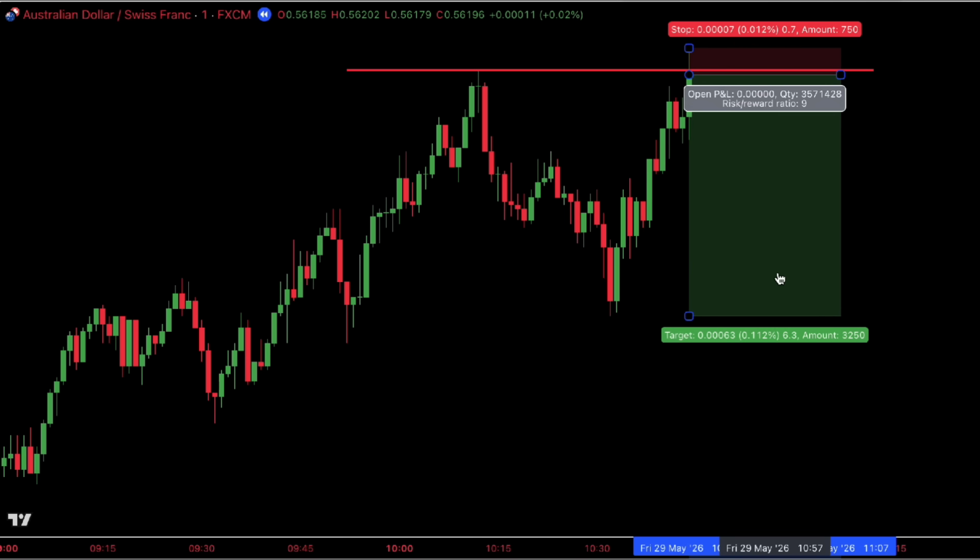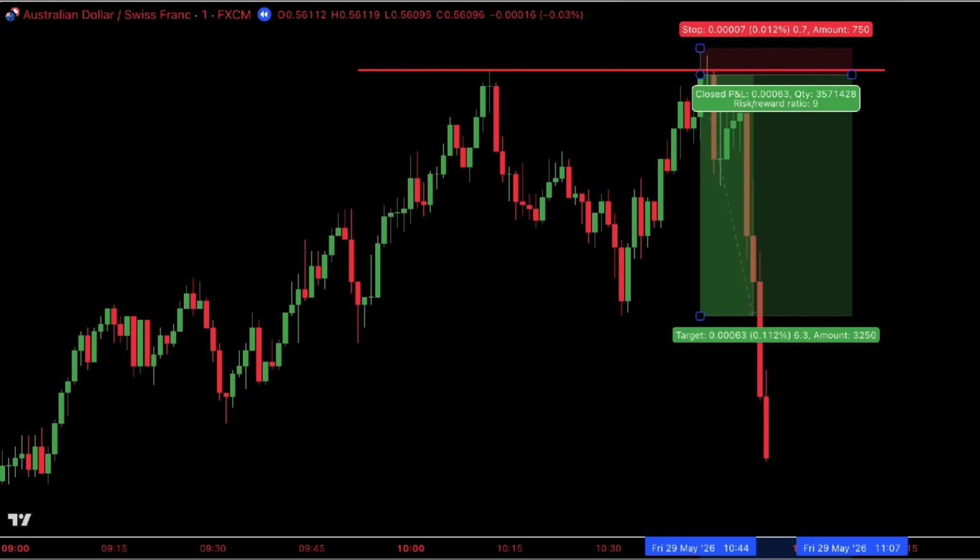You enter the trade at the close of the rejection candle. Your stop loss goes just above the highest point of the rejection, and your target is the next support level. As you can see, this setup provides approximately a 1:9 risk-to-reward ratio, which is exceptional. Now let's see what happened next.